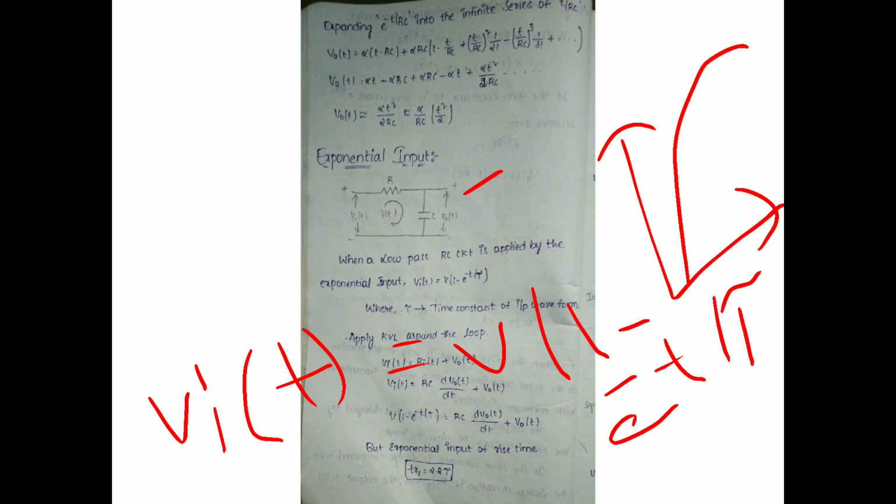V of t is equal to RC dV naught by dt plus V naught of t, when we are applying the derivative. So V1 times (1 minus e power minus t by RC) is equal to RC dV naught by dt plus V naught of t. But for the exponential input, the rise time TR is equal to 2.2 RC. We have already known the rise time, that is TR is equal to 2.2 RC.